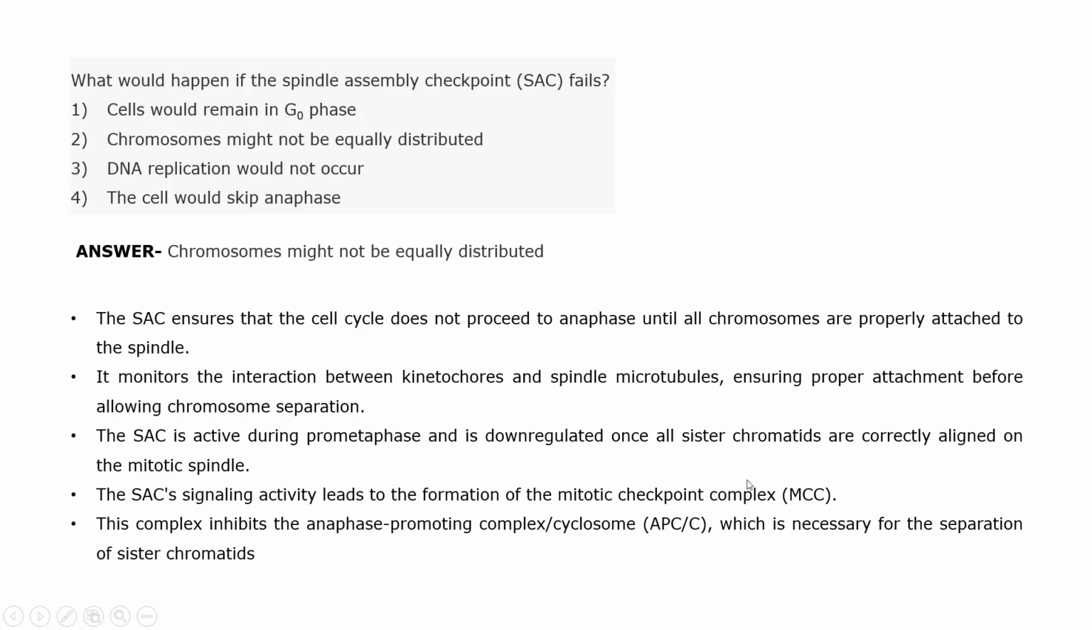It leads to the formation of the mitotic checkpoint complex, and this complex inhibits the anaphase promoting complex, which is necessary for the separation of sister chromatids. It actually activates, it actually activates. That's why anaphase is taking place, right? This is a mistake there. I will clear this out. So it activates the anaphase promoting complex, which is needed for the separation of sister chromatids. So I hope this answer is clear. Does anyone have any doubt?